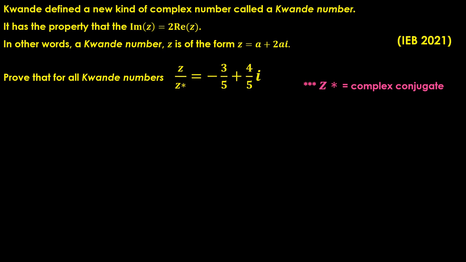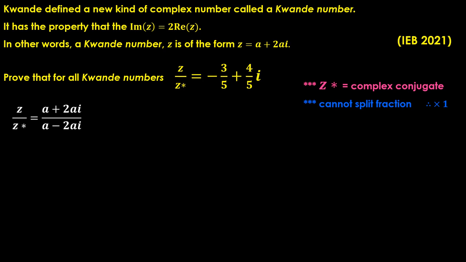Right. The best way to start this question is to first write z over z star. Now z is a plus 2ai. So z star, or the complex conjugate of it, will be a minus 2ai. Now we cannot split that denominator or split that fraction in any way. So our only option really is to multiply by a version of 1. And if you have a look at what we're trying to prove, we're trying to show that there are no i's in the denominator, basically.